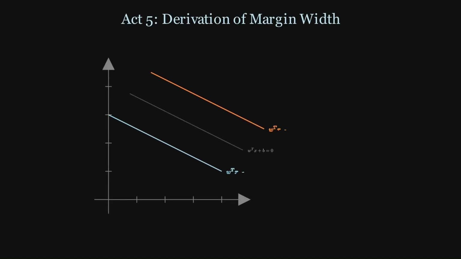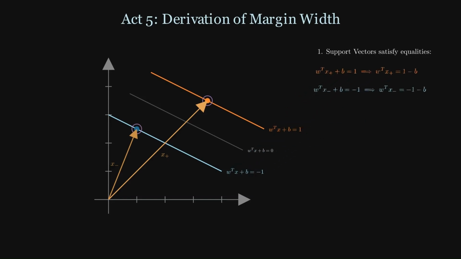Now that we know what margin is, let's find its exact width. Remember these three lines. The decision boundary sits in the middle and the support vectors lie on the two margin boundaries. These are the points that matter. Everything about the optimal boundary is determined by them. Let's call the positive support vector x plus and the negative support vector x minus. The vector from one support vector to the other is simply their difference. So this red vector represents the displacement vector. Because these points lie exactly on the margin boundary, they satisfy special equations. The positive support vector satisfies plus 1 and the negative support vector satisfies minus 1.